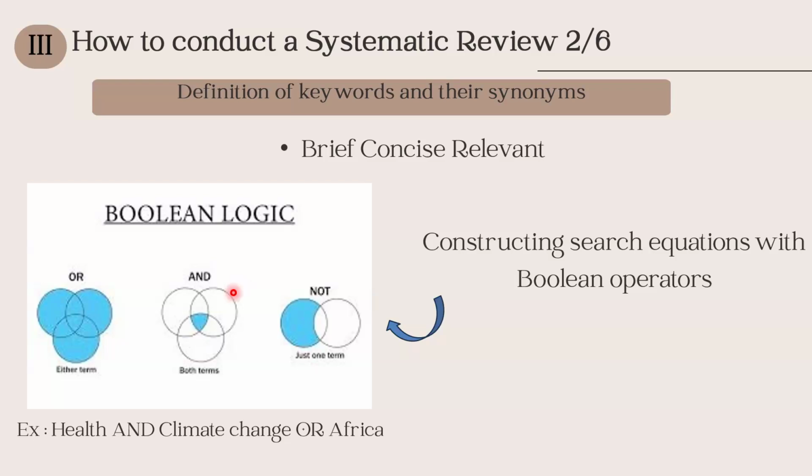Or serves as a union of several words, and is usually used to associate synonyms or related concepts. And not is used to exclude words from the search equation. We can see an example of a search equation with Boolean operators: health and climate change or Africa.